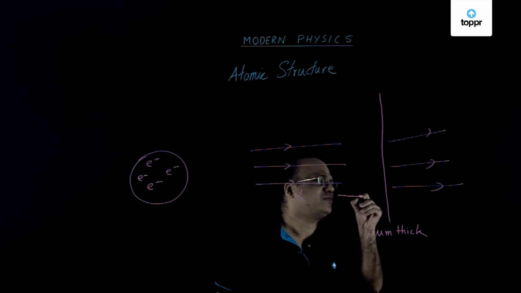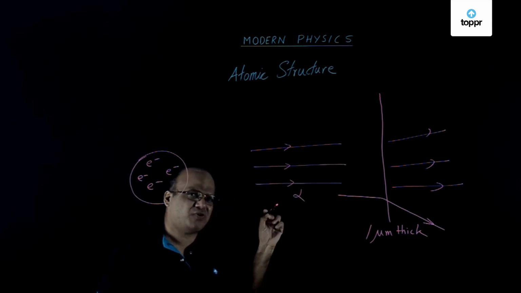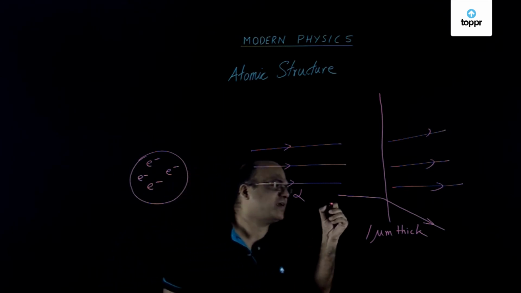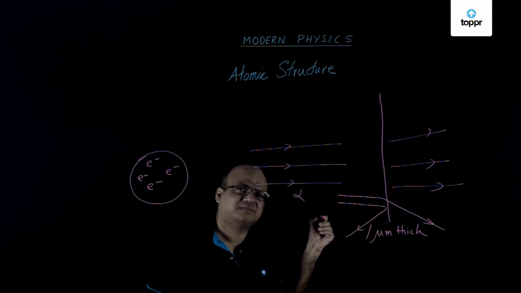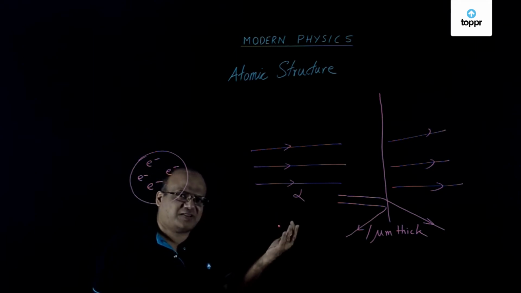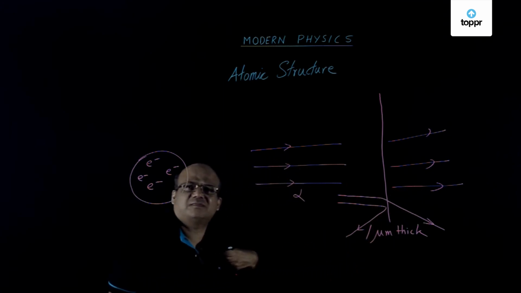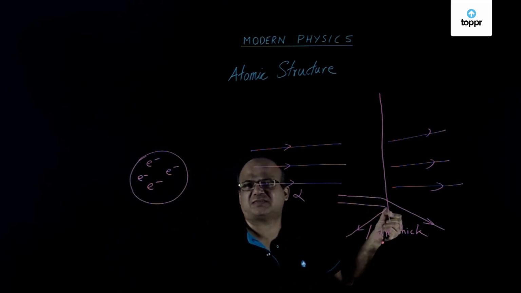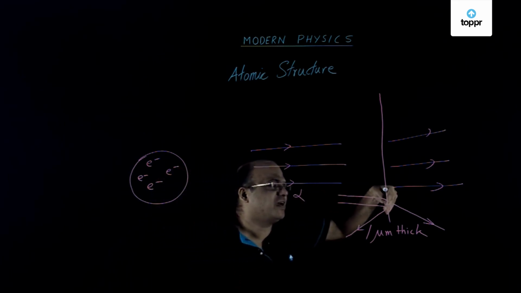Some alpha particles were scattered appreciably. Very few, 1 in 8,000 alpha particles, suffered deflection of more than 90 degrees. This was very surprising. Rutherford said that this is like you fire a bullet at a tissue paper, it comes back and hits you. This is such a thin metal foil, 1 micrometer thick, rather thin, right? Even then, some alpha particles are turning back.